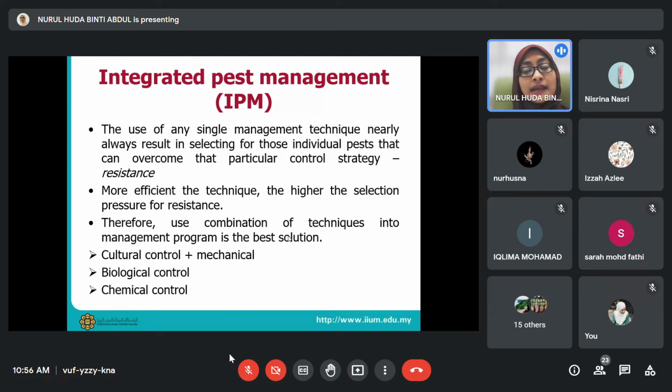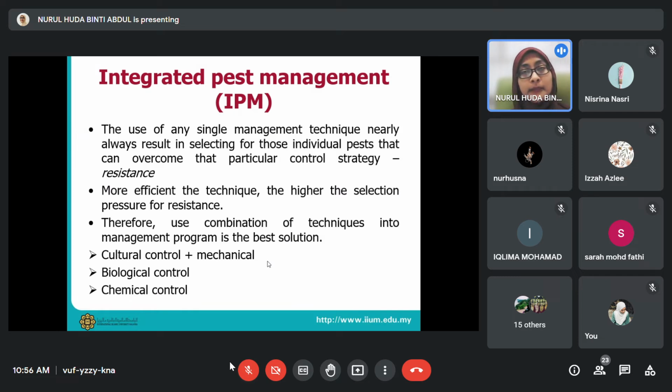Okay, so kita tak nak lah macam tu sebab later on kalau kamu ada population yang resistant to pesticide, then you have a problem to control the population lah. Okay, so therefore combination of technique in the management program is the best solution. So instead of just use one, which is chemical control, you use a lot of control, which is like cultural control, okay, where you change the environment, and also mechanical control. Mechanical, it can be hand-picked, it can be using traps. So usually we combine mechanical with a cultural control.